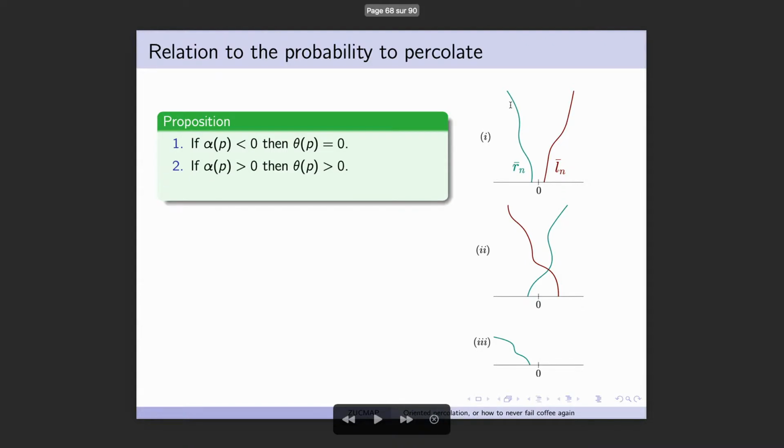On the other hand, if the angle is positive, then I also have a strict probability of having an infinite path. And this is a bit harder to conceive, but the idea is that if the angle is strictly positive, then Rn bar should look like something of the form alpha n. And if alpha is positive, then it goes to plus infinity. On the other hand, ln bar goes to minus infinity.